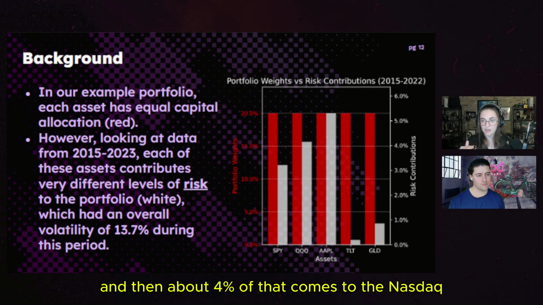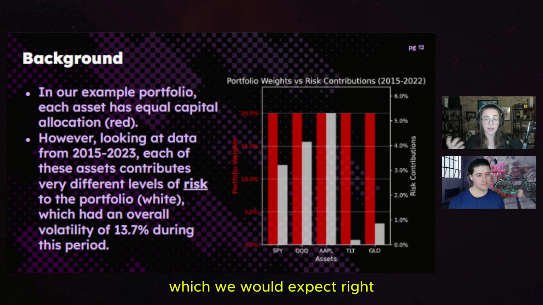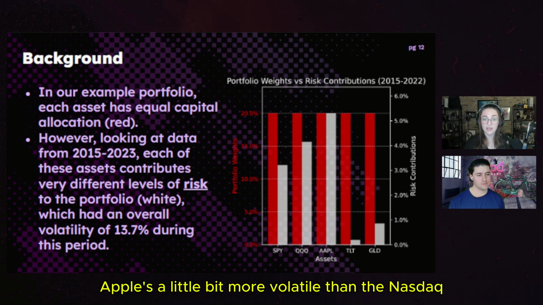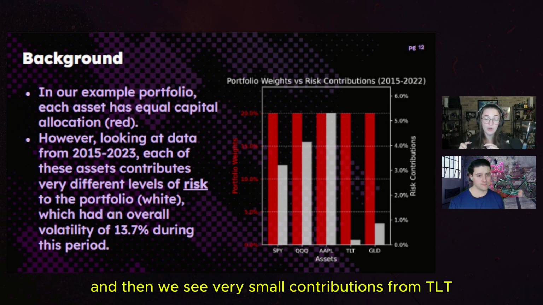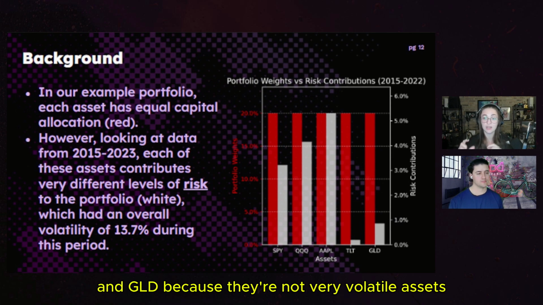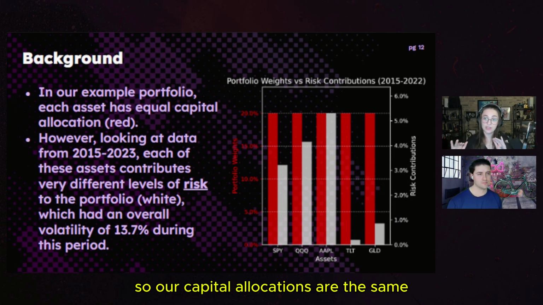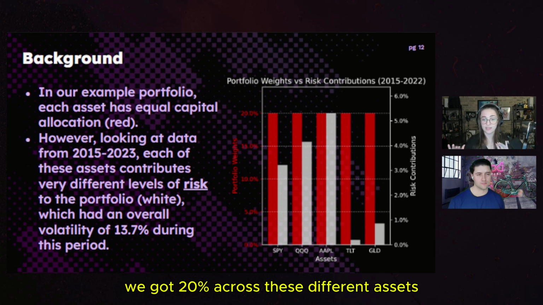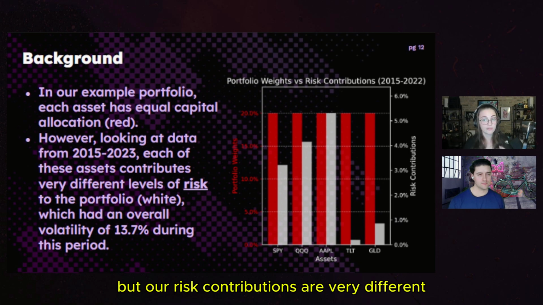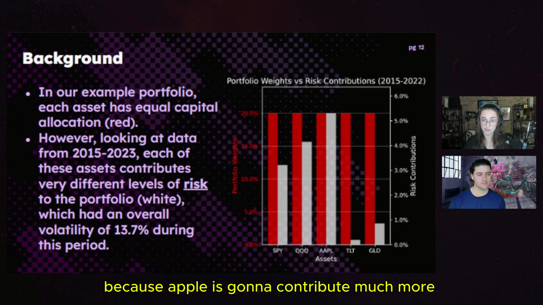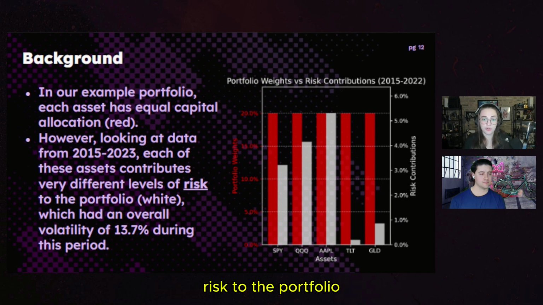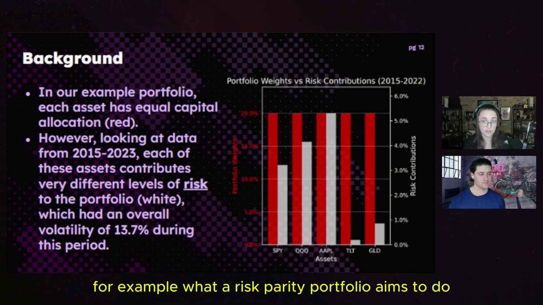And then about 4% of that comes from the NASDAQ, which we would expect, right? Apple's a little bit more volatile than the NASDAQ. Then we have SPY, and then we see very small contributions from TLT and GLD because they're not very volatile assets. So our capital allocations are the same, 20% across these different assets, but our risk contributions are very different because Apple is going to contribute much more risk to the portfolio, to that 13.7%, compared to GLD or TLT, for example.